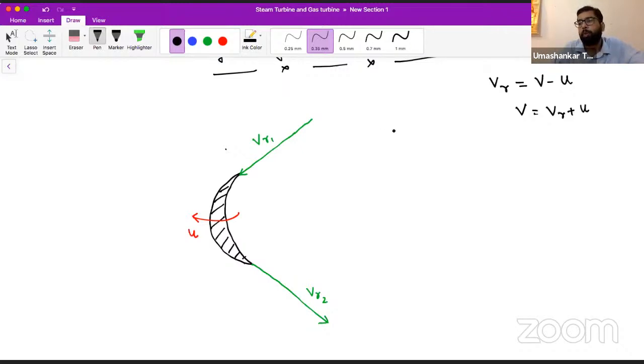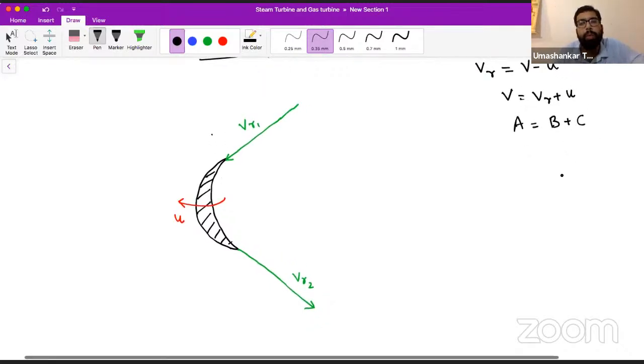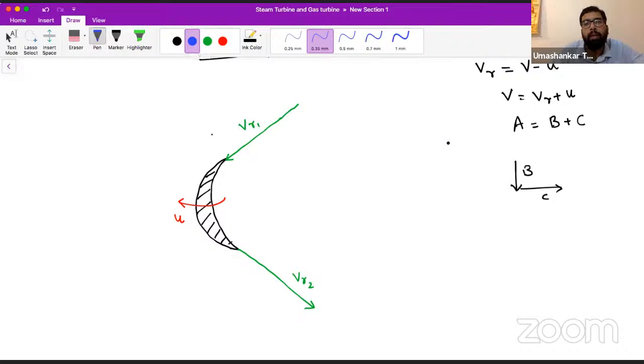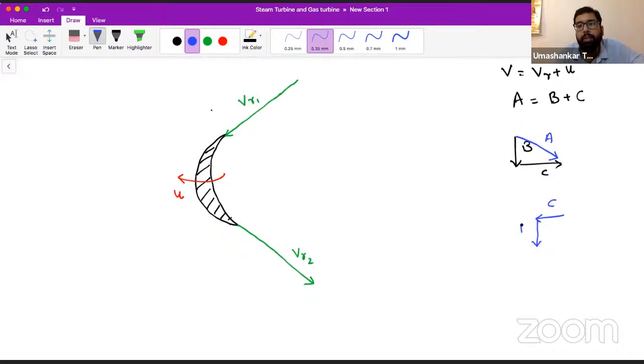Okay, so if you correlate it with some vector thing you know already, if there are three vectors, A, B, and C, so A is equal to B plus C. If we have to draw this vector diagram, we know that if B is in this direction and C is in this direction, then A must be the vector that closes this triangle, closing this vector diagram. So if let's say C is in this direction and B is in this direction, where should our A be? Our A should be like this.